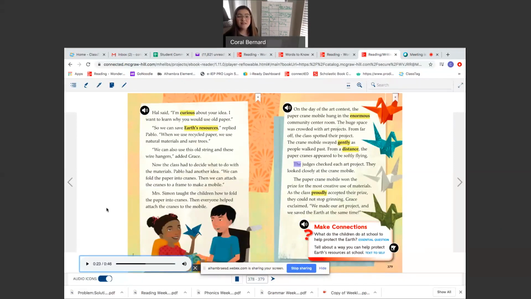The second word that we came across was distance. From a distance, the paper cranes appeared to be softly flying. If I think of the word distance, I think of how far something is. So that's what I'm going to write next to distance. Distance, how far something is.